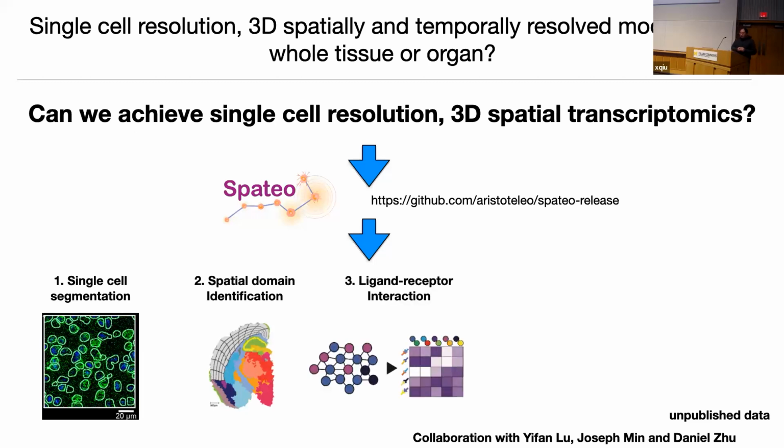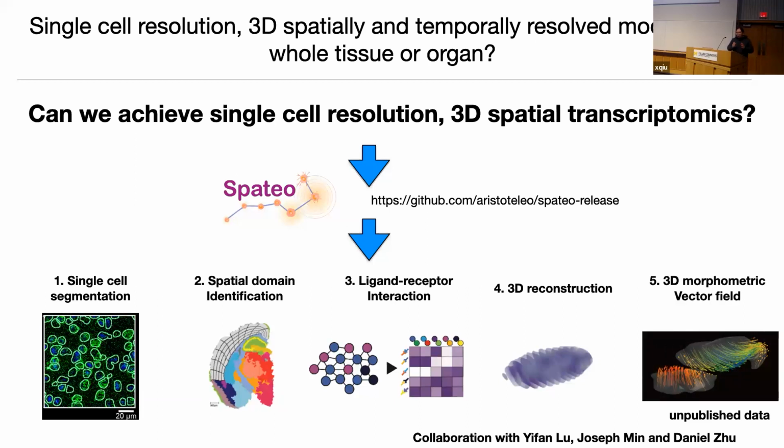Like we can automatically define layer 1 to layer 6 of the neurons in the brain. We can also, of course, perform ligand-receptor interaction, which is a hot topic for studying spatial transcriptomics. And more importantly, we are able to reconstruct the 3D and perform morphometric analysis, basically to predict how the cell migrates in the 3D space. So for the sake of time, I'm going to mostly focus on single cell segmentation and also 3D reconstruction and the morphometric vector field part.